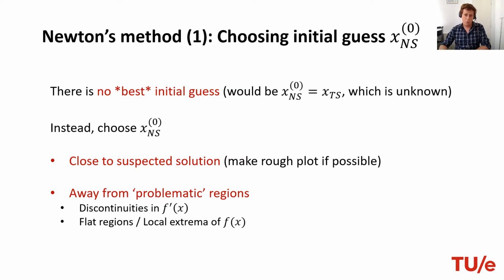But it's very important to stay away from problematic regions that can cause very detrimental behavior of Newton's method. Such problematic regions occur, for instance, when you have discontinuities in the first derivative or in the function itself, or flat regions and local extrema of the function. Now, why that is the case will become clear when we look at how Newton's method improves on this initial guess.